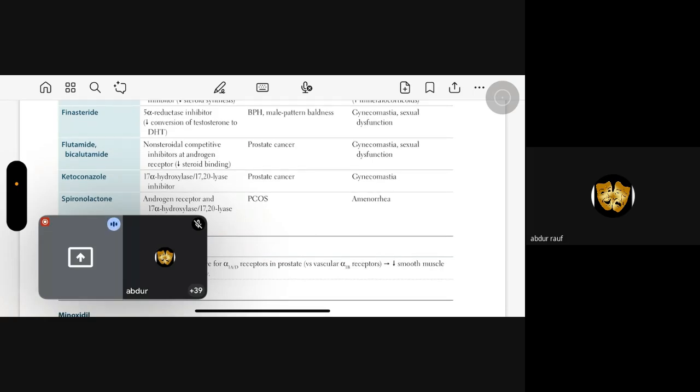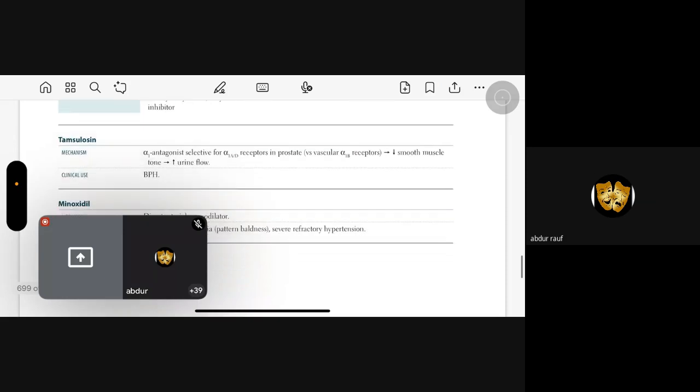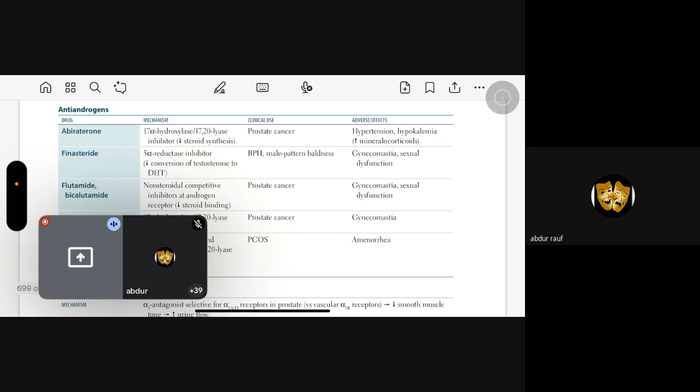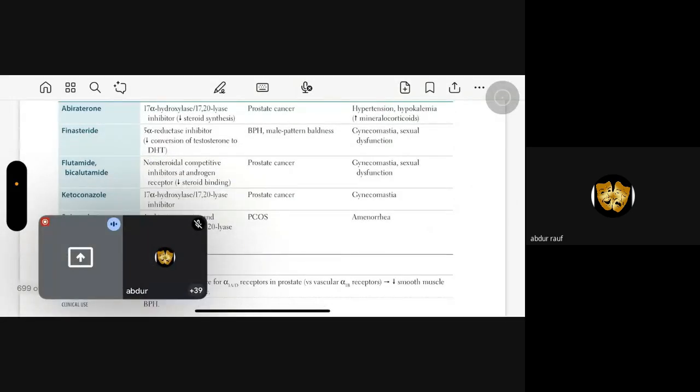So if any woman is coming to you with increased chin hair or any kind of hair, then that condition is termed hirsutism, and we give spironolactone for that condition. So now let's move to tamsulosin. The side effects of these are not that much important. You just need to remember that spironolactone is used as a diuretic as well.